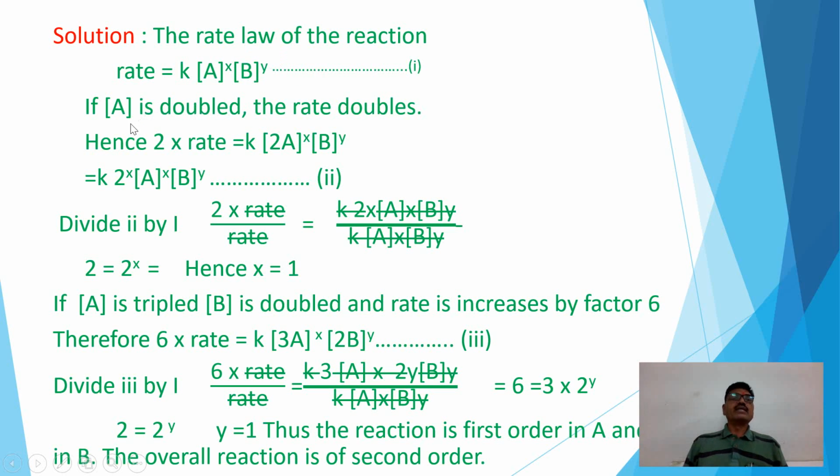See, look at this. What is given in the numerical? If A is doubled, the rate doubles. See here, when A is doubled, the rate doubles. Look at this, hence 2 into rate, when A is doubled.